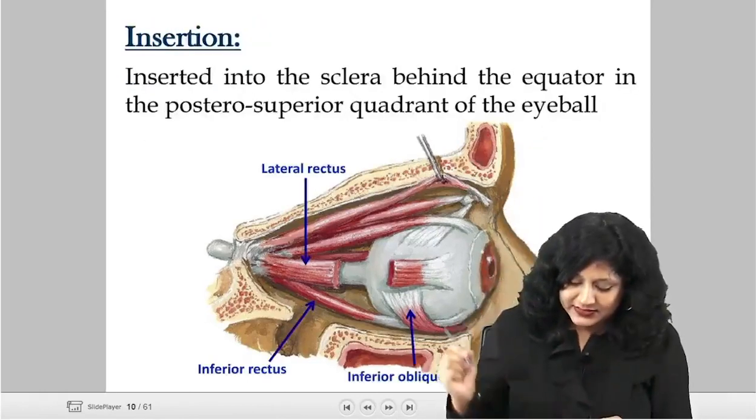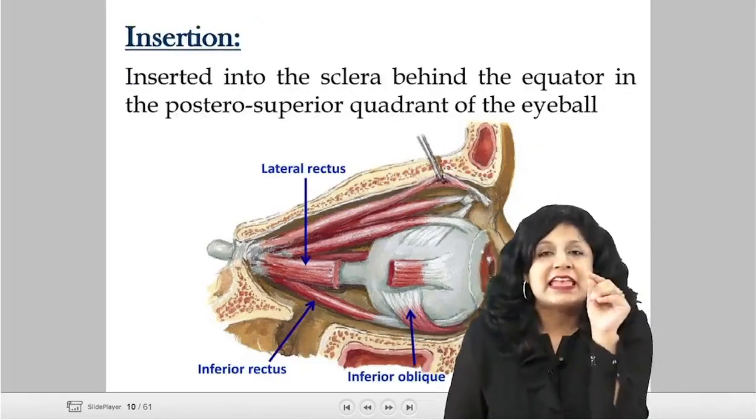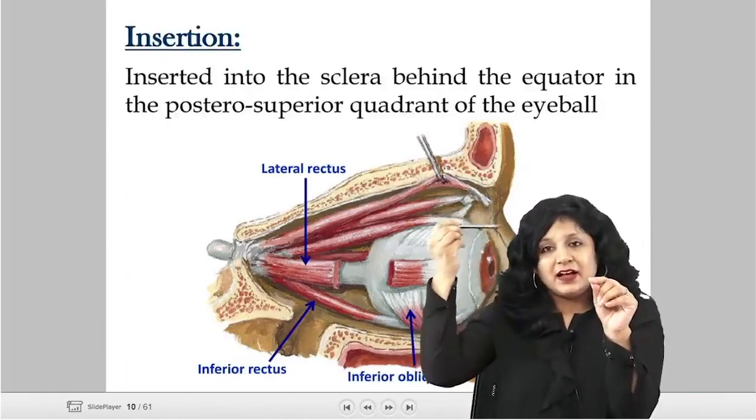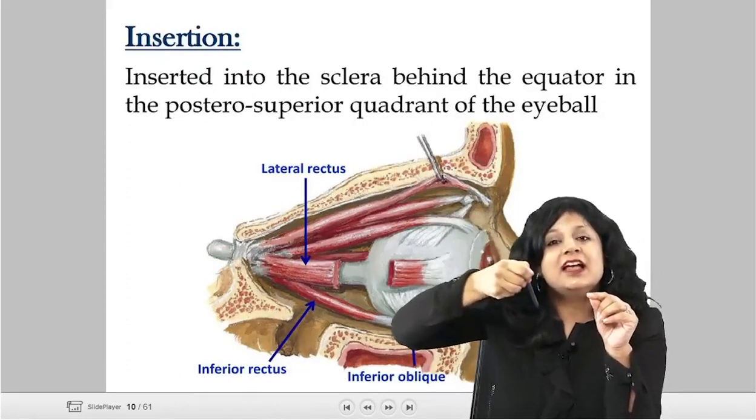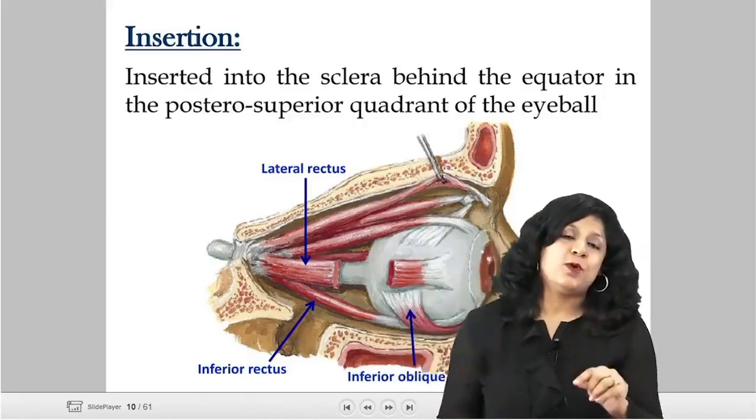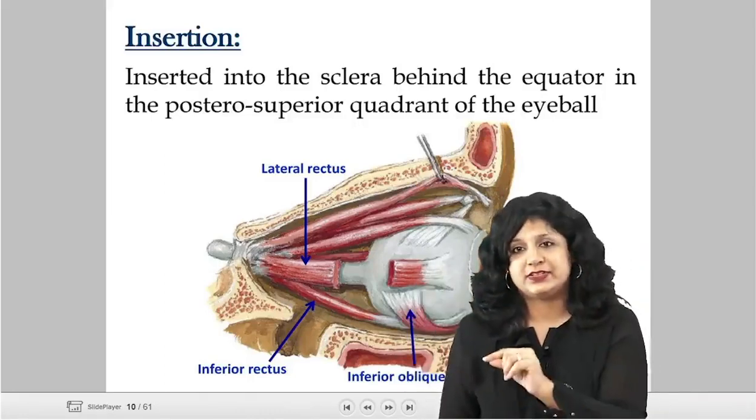And where it is inserting, it makes an oblique turn and inserts in the posterior part of the eyeball, behind the equator.